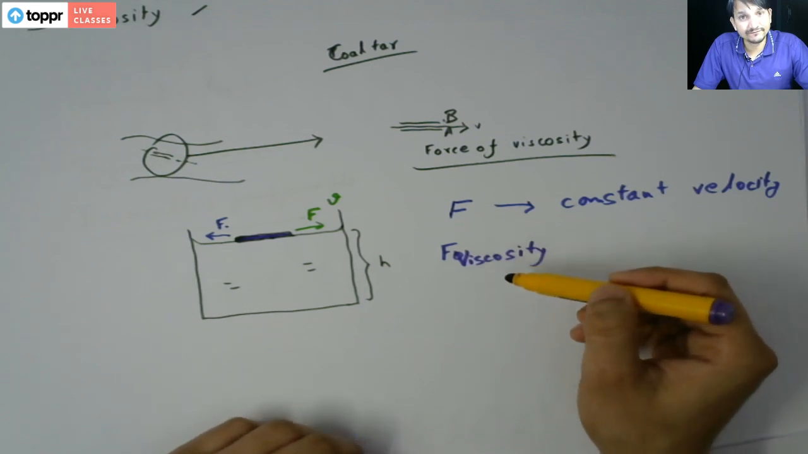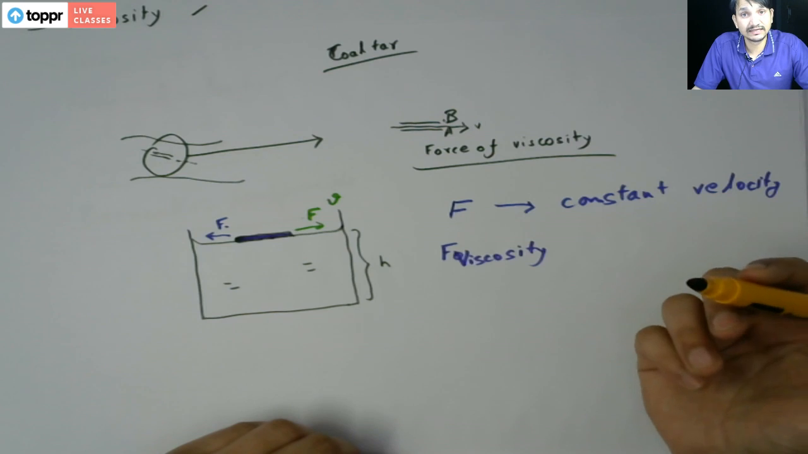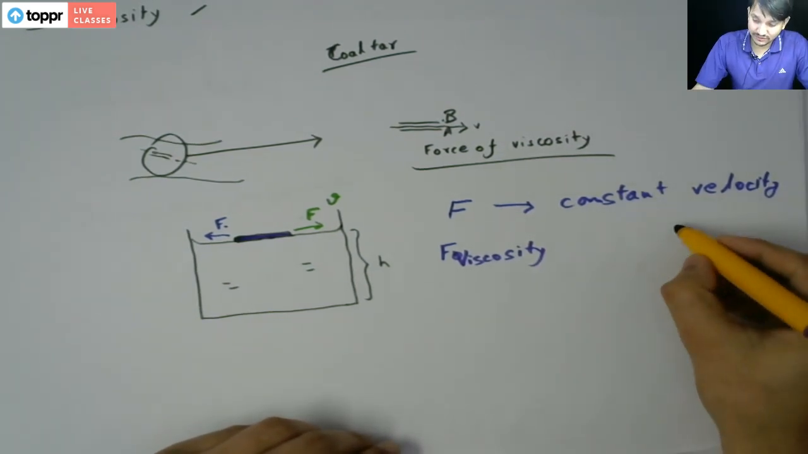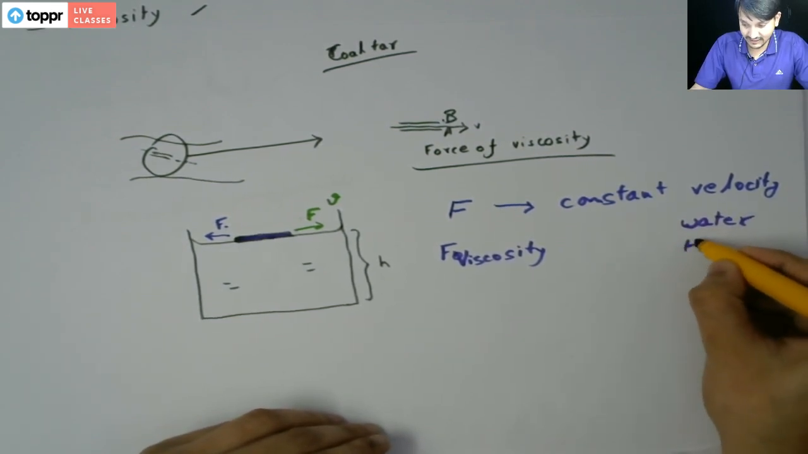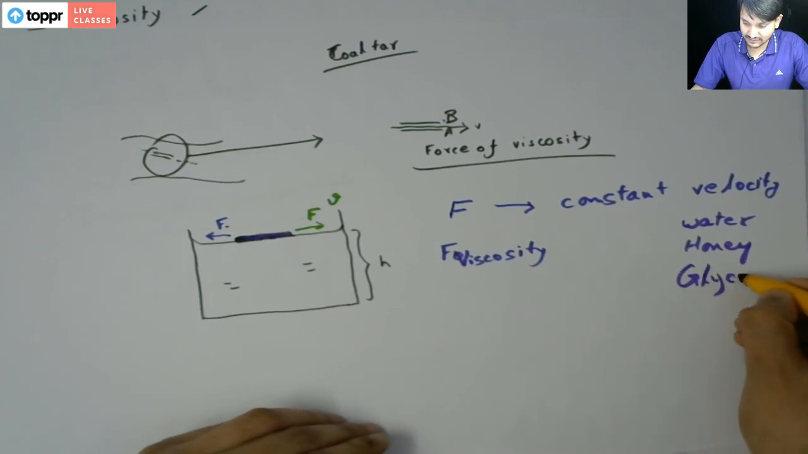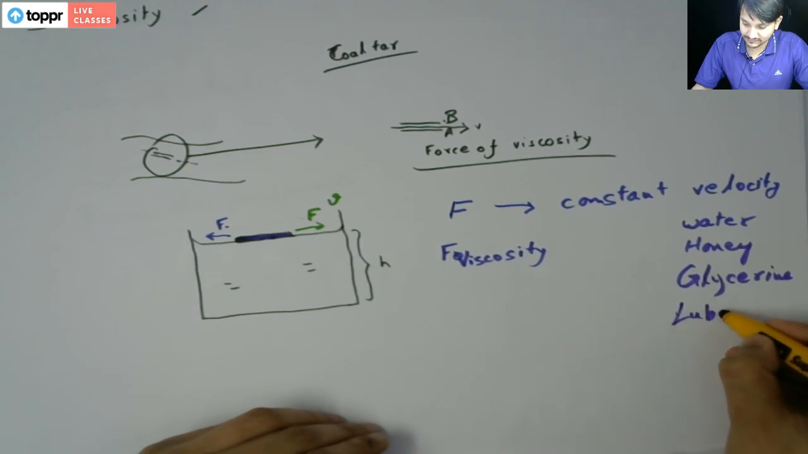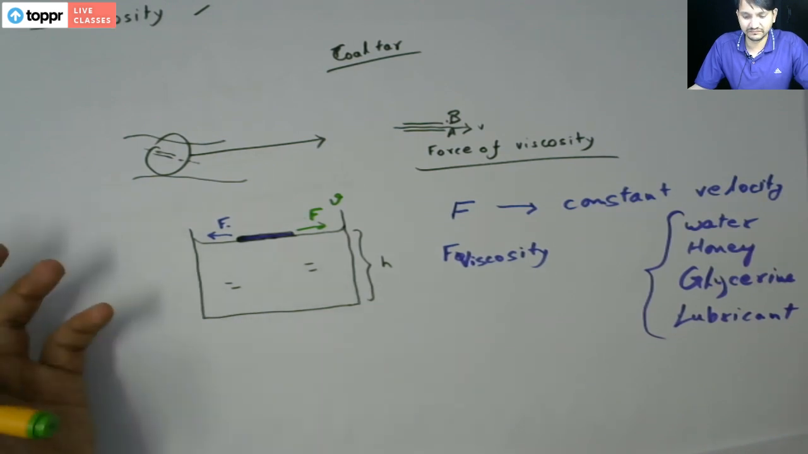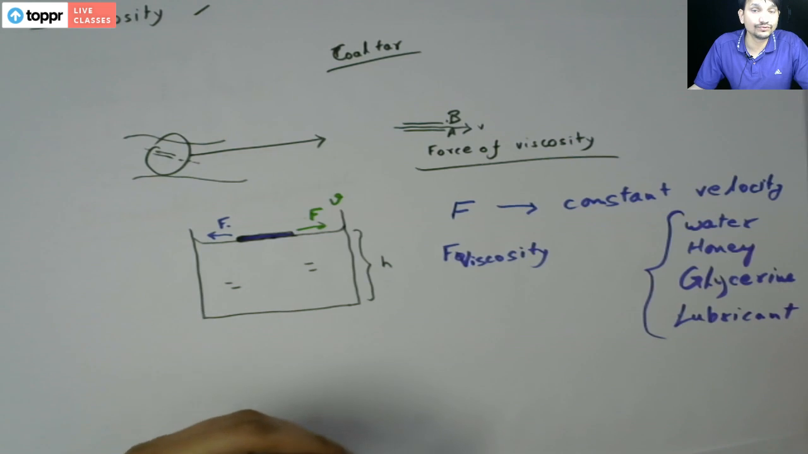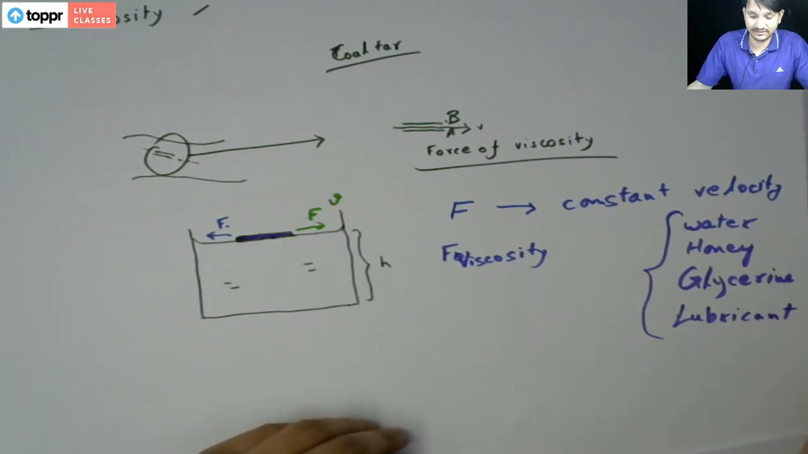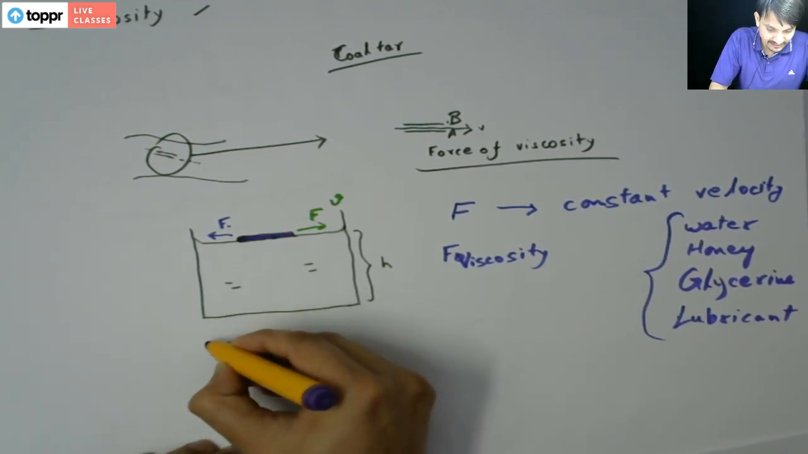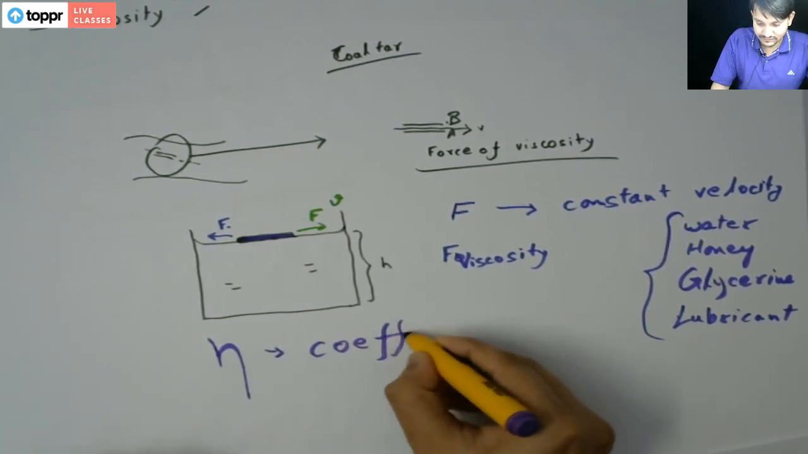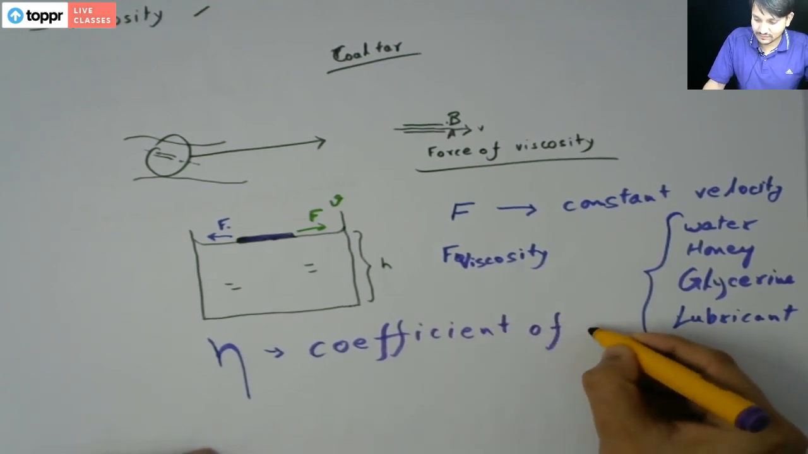Now this force F viscosity, or the force of viscosity, depends on what criteria, what factors does this force of viscosity depend on. First, the type of liquid. So it may be water, it may be honey, it may be glycerine, or some kind of lubricant. So all these kinds of liquid have different kinds of viscosity associated with them. What do we know about that characteristic? That characteristic is given a symbol eta. We write like this. Eta is called the coefficient of viscosity.